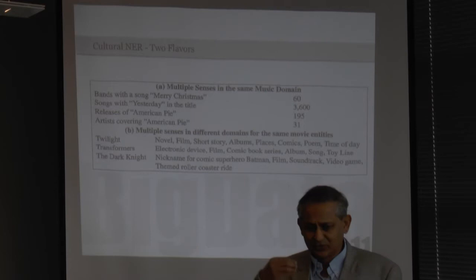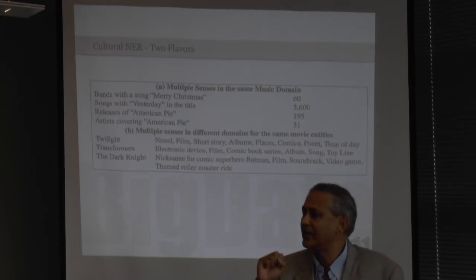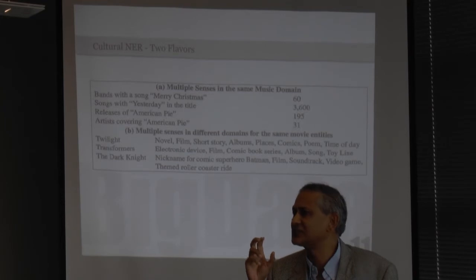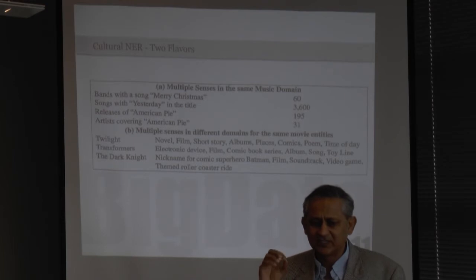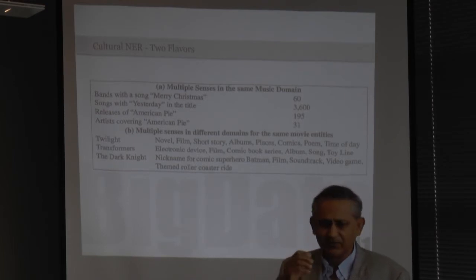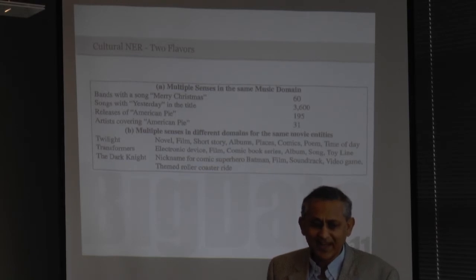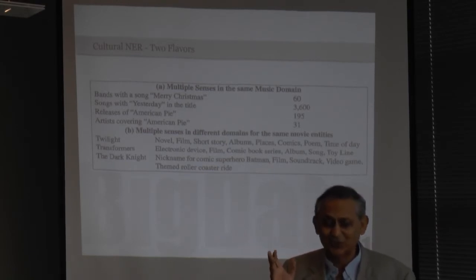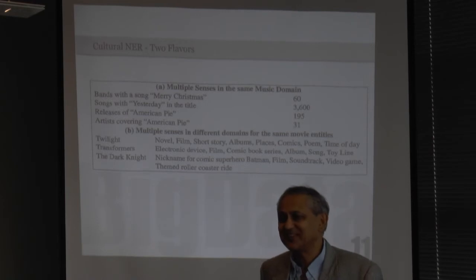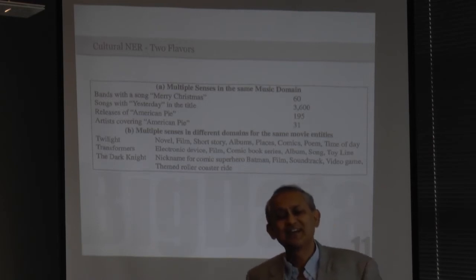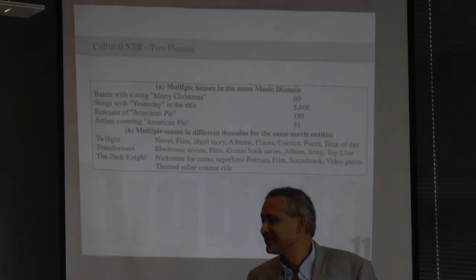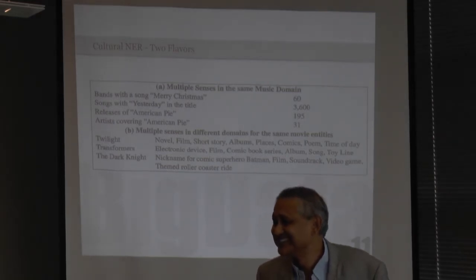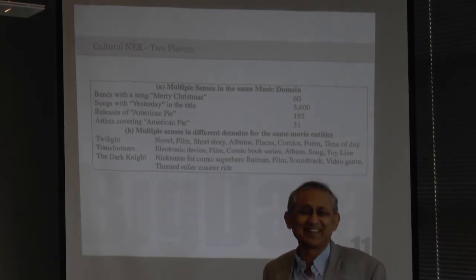To give you an example, particularly one type of named entity: named entities are cultural entities, right? And so they come in different flavors. One flavor, let's see, is in the sense. I have this example from the music domain, that there are 3,600 songs with Yesterday in the title. So what if I could figure out that Yesterday in the tweet or social media content is actually a song title? Now which of the 3,600 is it? Right? Because if you don't understand that, then it's really not meaningful.